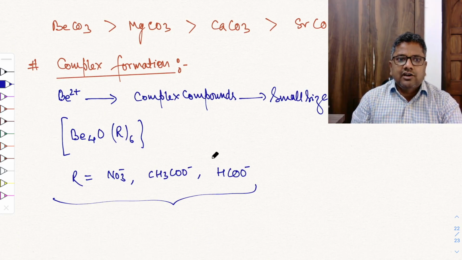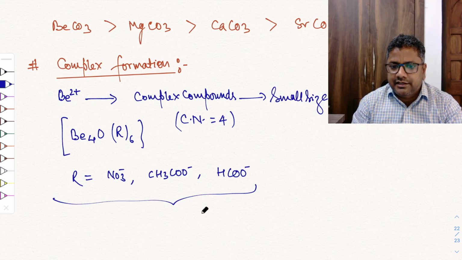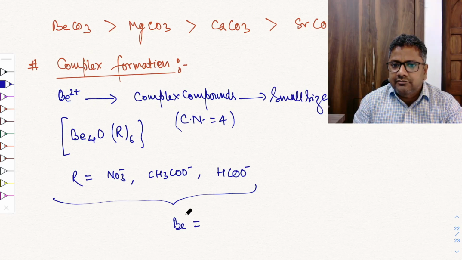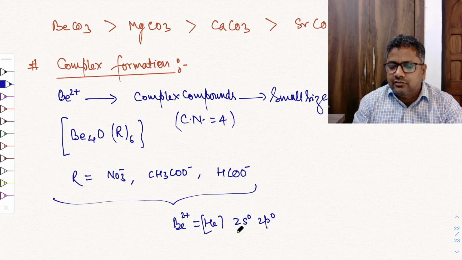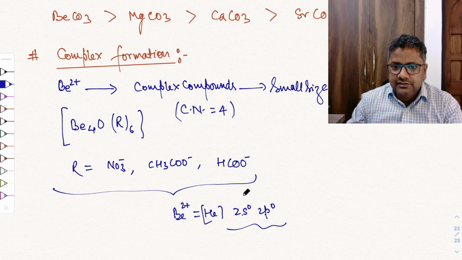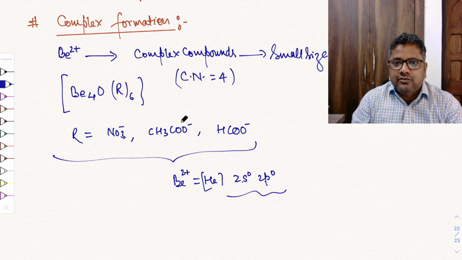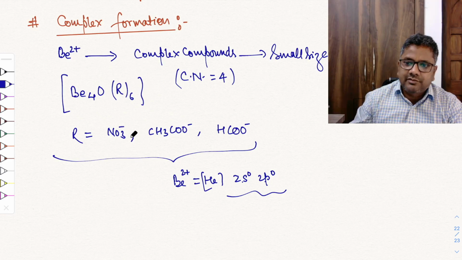And the coordination number is what? 4. So complex compounds with coordination number 4. And as you know, why is only coordination number 4 possible? For Be2+, you have helium core and 2s0 2p0. This is the electronic configuration. You have 3 and 1, 4 orbitals here. So coordination number 4 you can get, right? So if R is NO3, then the compound is known as basic beryllium nitrate. If R is CH3COO-, then this is called basic beryllium acetate. All have a similar kind of structure.